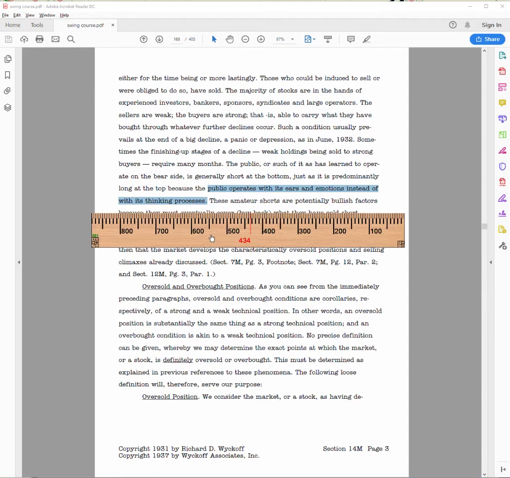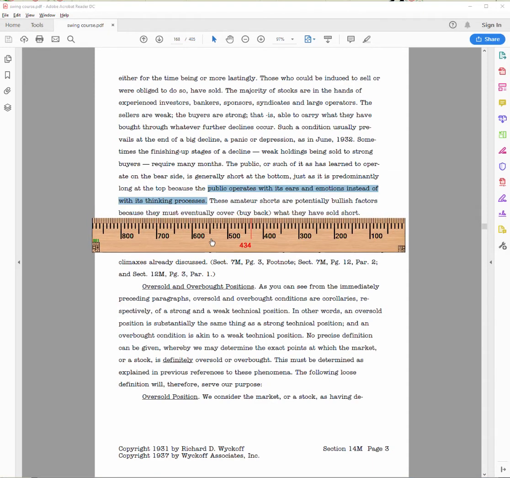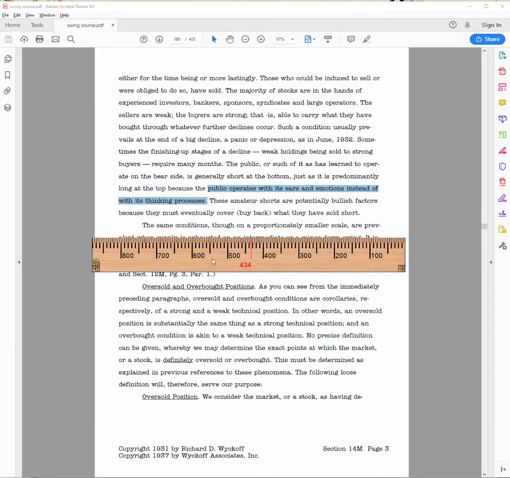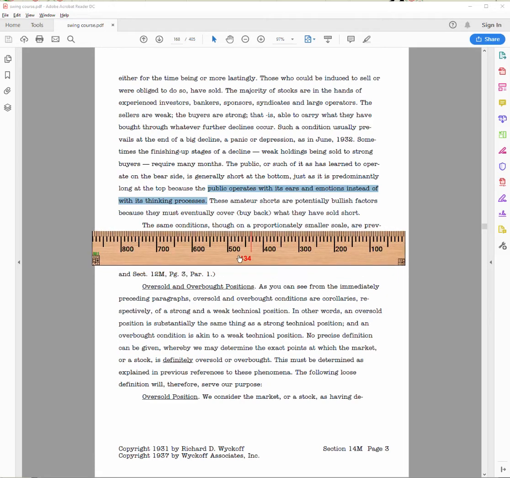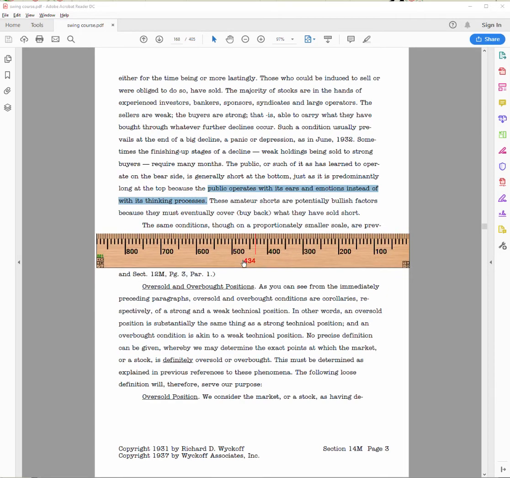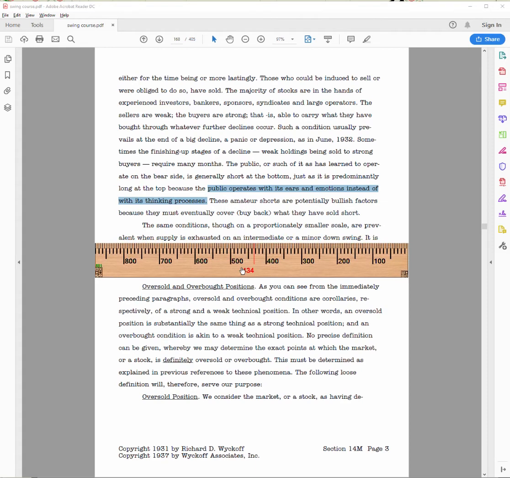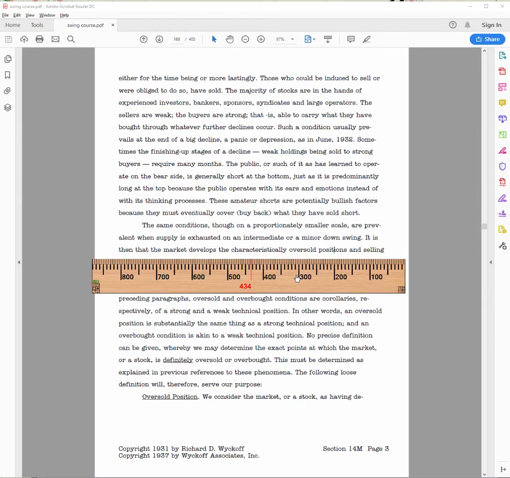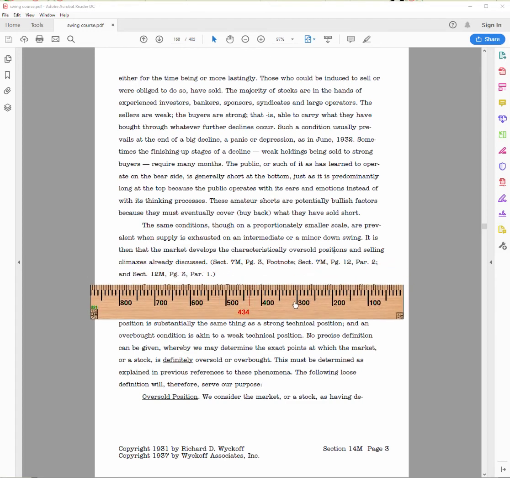Okay. These amateur shorts are potentially bullish factors because they must eventually cover what they have sold short. The same conditions, though on a proportionally smaller scale, are prevailing when supply is exhausted on an intermediate or minor downswing. Minor downswing is a pullback, a swing up or swing down. It doesn't need to be on top of or bottom of a trend. It is then that the market develops the characteristic of oversold position and selling climax, as already discussed.